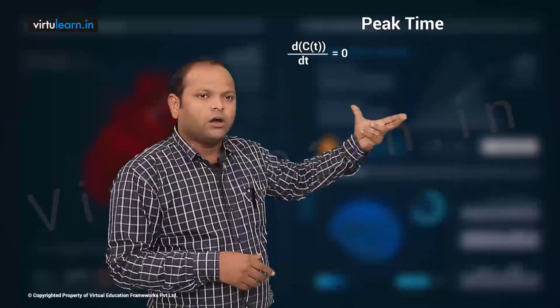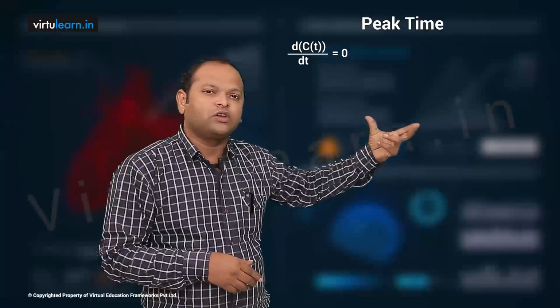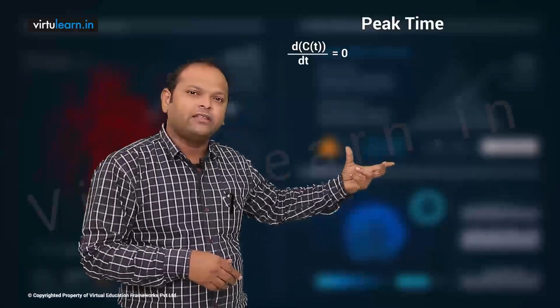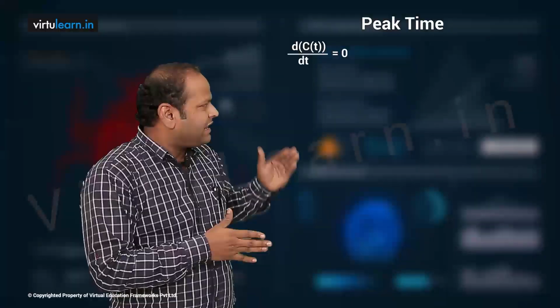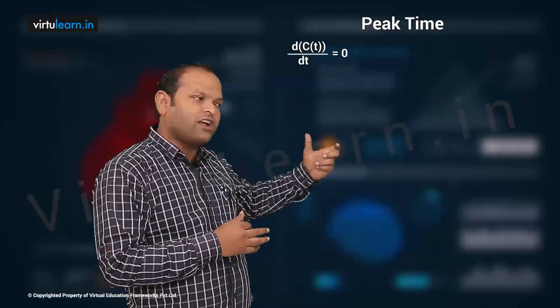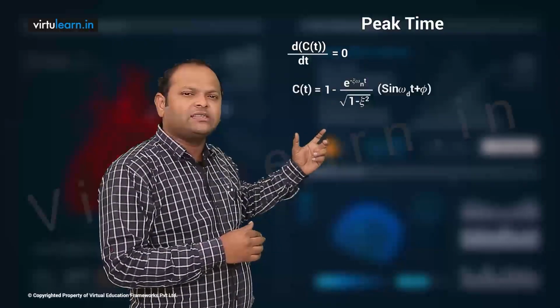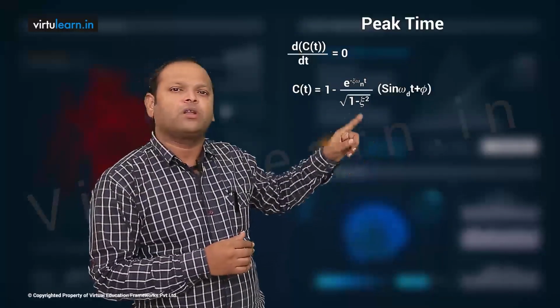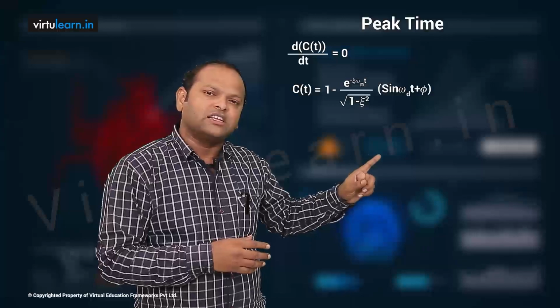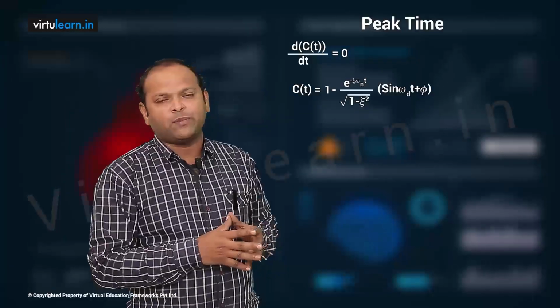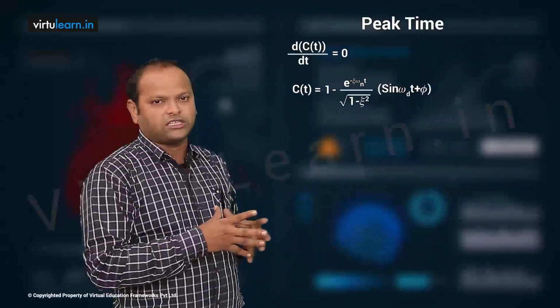So when you take dc of t by dt is equal to 0 and derive it, you will get the expression for Tp, which is the peak time. Let us see how to do that. We know already the c of t expression. C of t is equal to 1 minus e power minus zeta omega n t by under root 1 minus zeta square sine omega d t plus phi. This is the c of t expression.